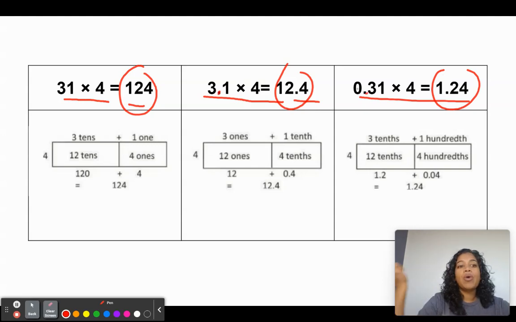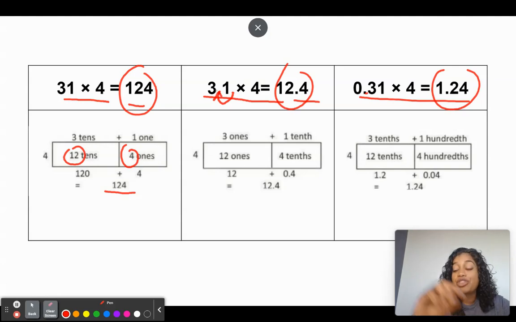So let's first go ahead and look at 31 times 4. If I do 31 times 4, we use an area model to solve. I can see that I'm going to get 12 tens and 4 ones, and if I combine them together, I get 124. Okay, now with 3.1 times 4, I've now moved over one decimal place from 31, right? My decimal point was here, and now I've moved it over.